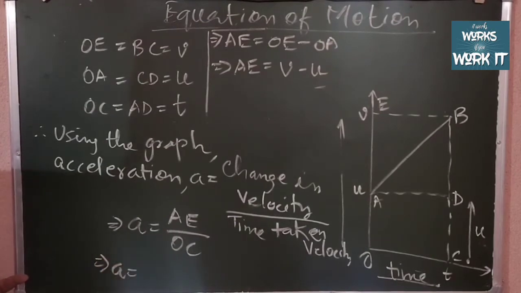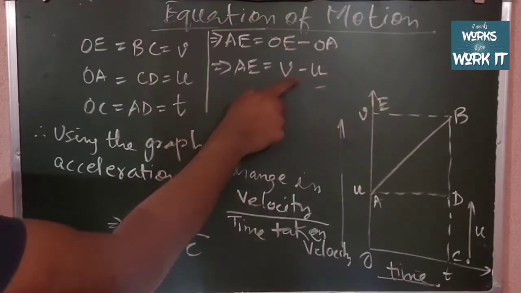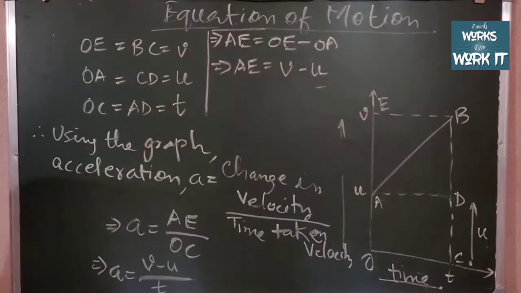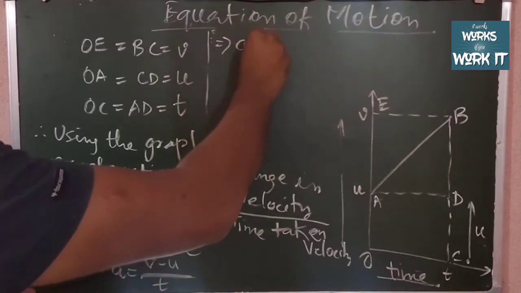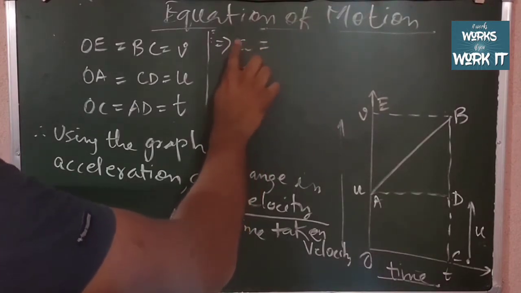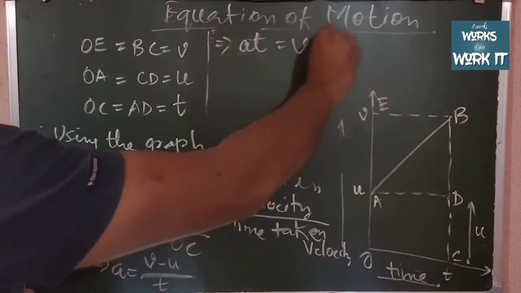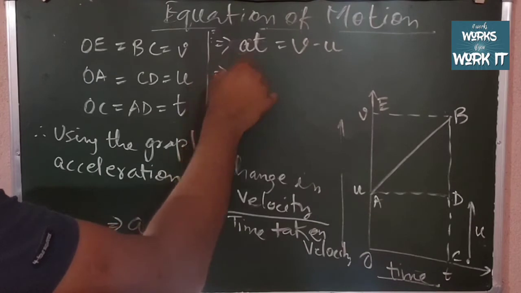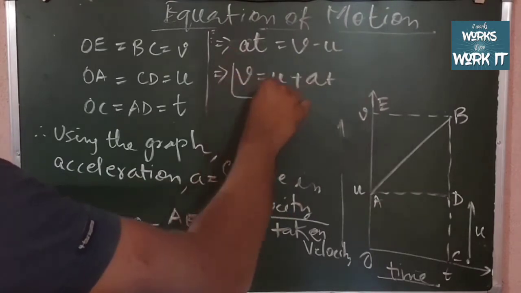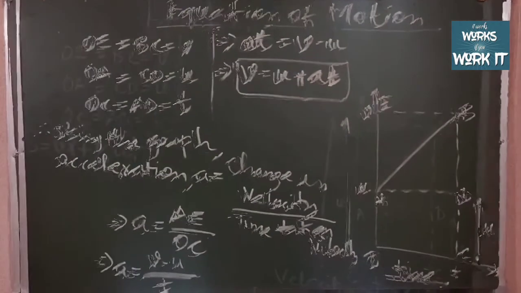So here a is equal to AE. We have already got AE as v minus u by OC, meaning the time t. So now small a is equal to v minus u by t. Sending t to the left hand side, it becomes at equal to v minus u. Keeping v as it is, we send minus u to the left hand side, so it becomes v equal to u plus at. This is our first equation, the velocity time relation from the graph.